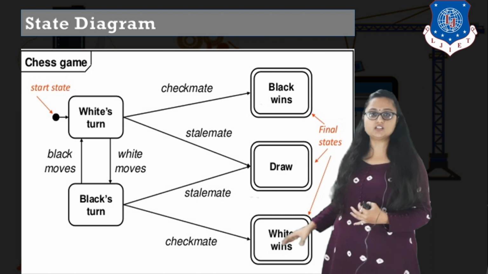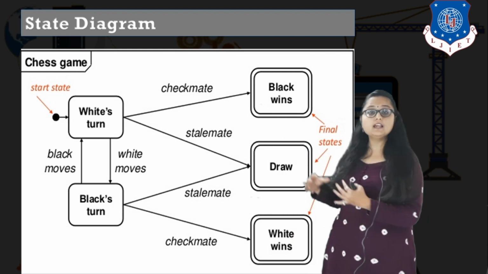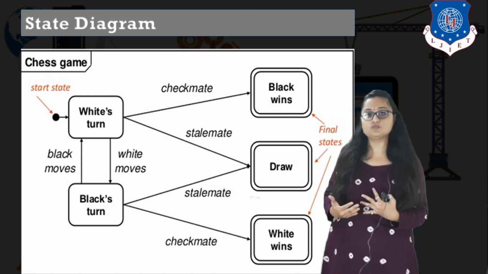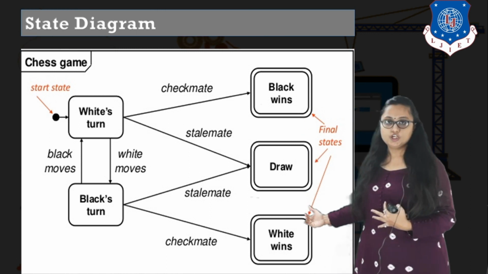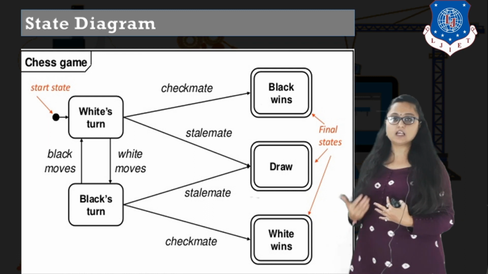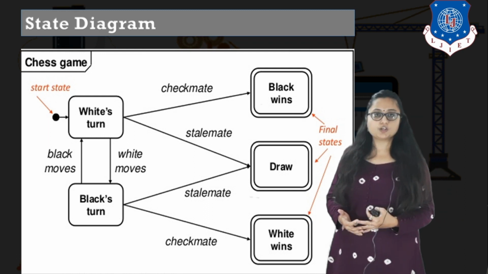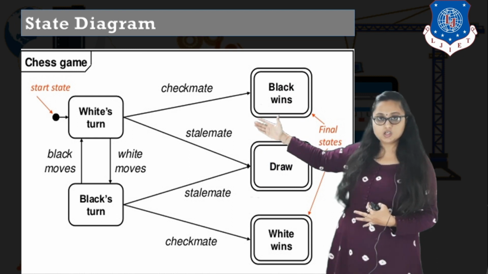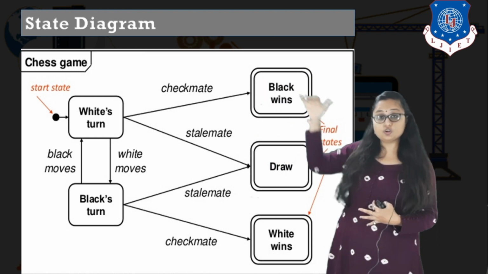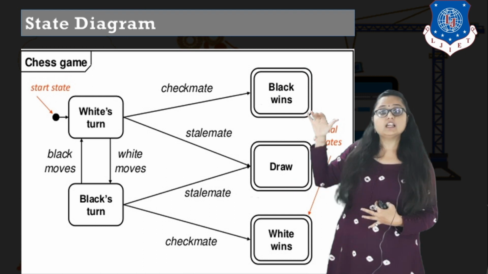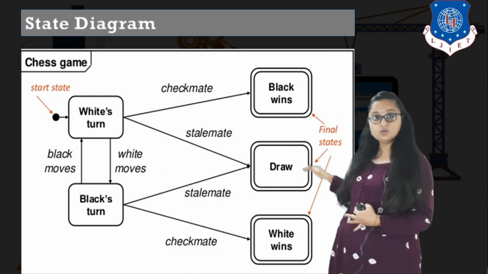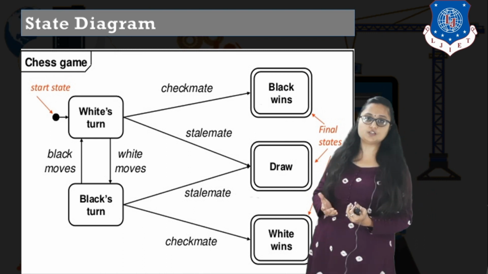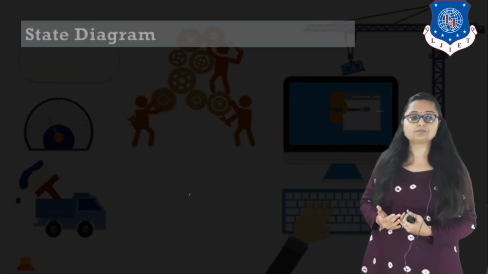So these are the final states. So you may see over here that a state diagram can have multiple final states. It is not necessary that there is a single final state, right? Because you can jump from one state to another via one action. Also you have different states in which you can jump from that state to another state, right? So there may be multiple final states. It is not necessary to have only one final state.